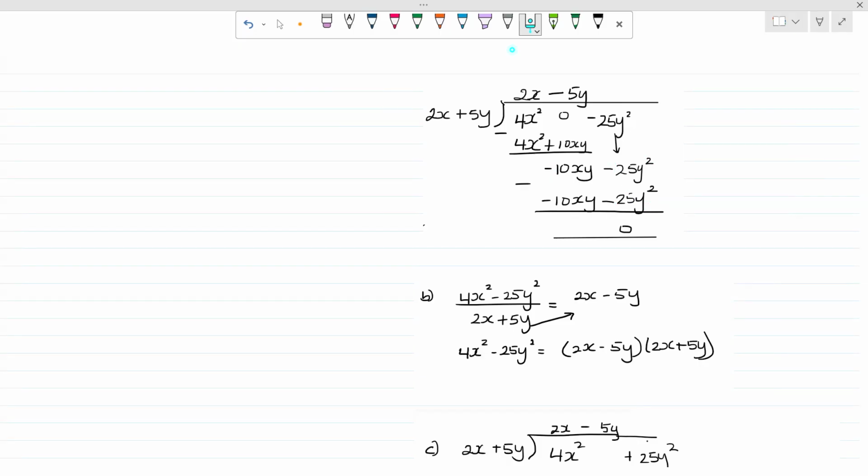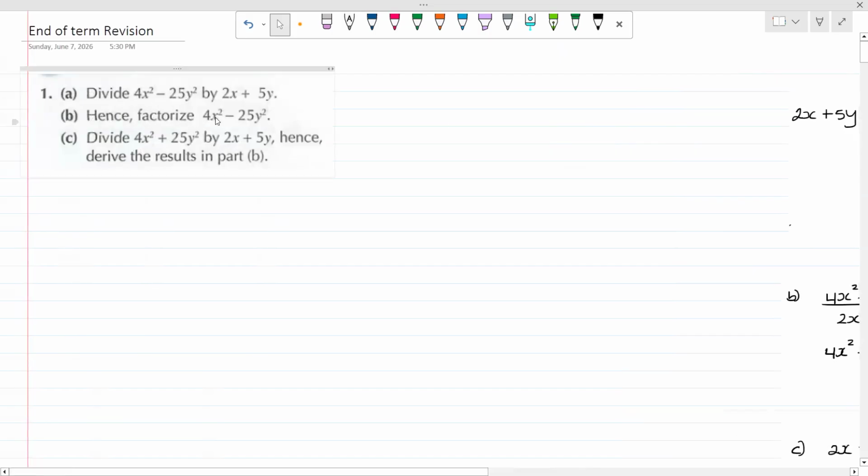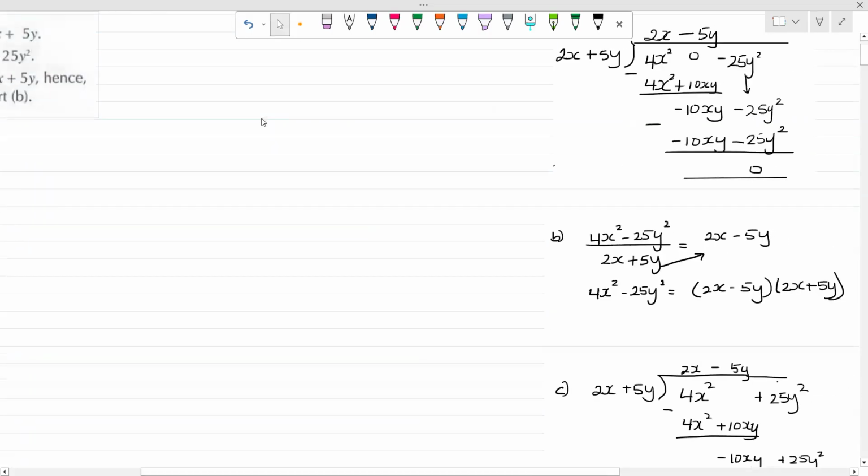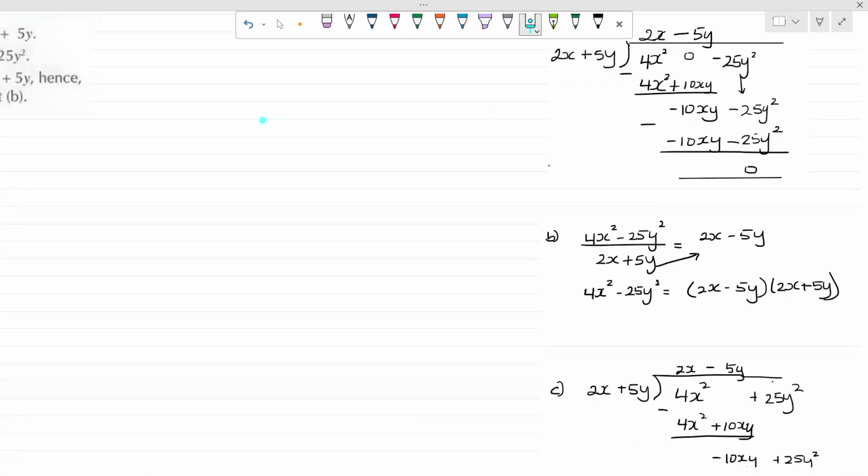So, this here is another factor of our term, our 4x squared minus 25y squared. So, they said to factorize it. So now that we have identified that when we divide 4x squared minus 25y squared by the 2x plus 5y, we are getting 2x minus 5y. That's our quotient. If we carry this across our equal sign, this is how we factorize it. And again, we can tell because it's the difference of two squares. Everybody understand that?